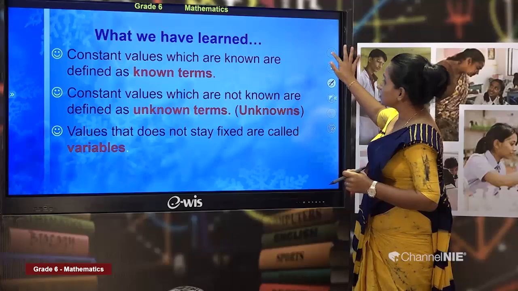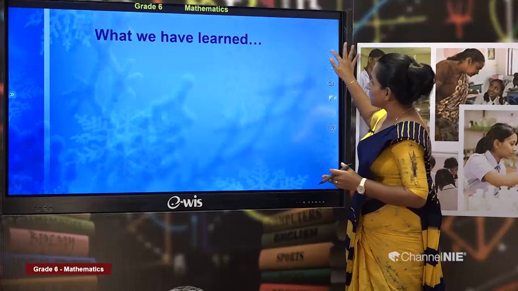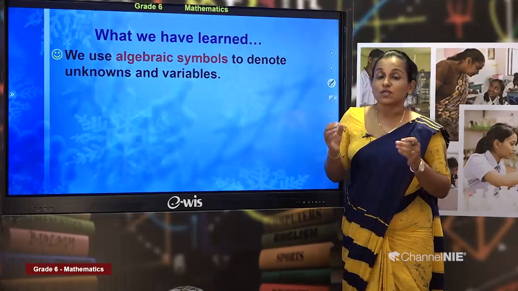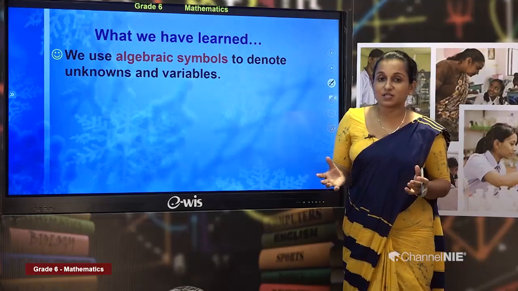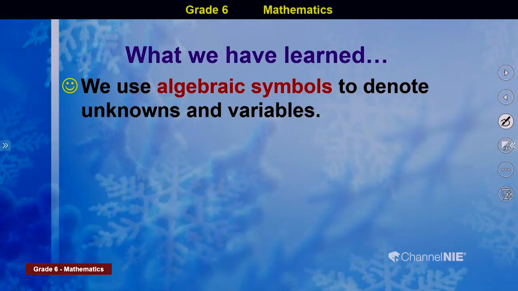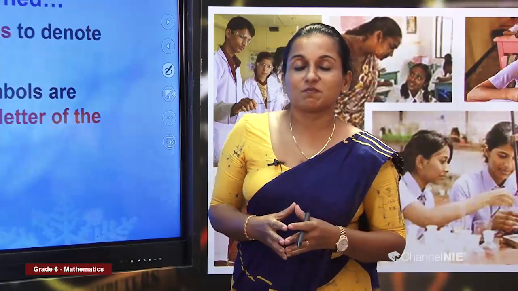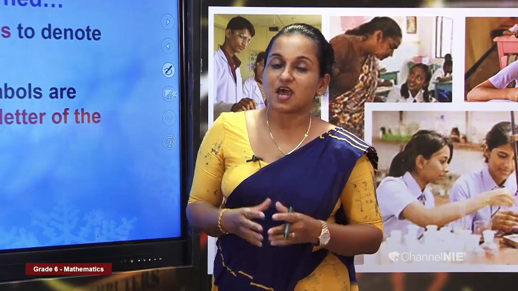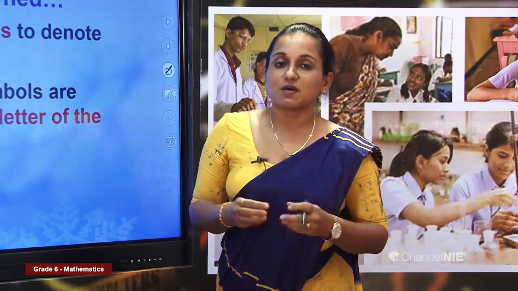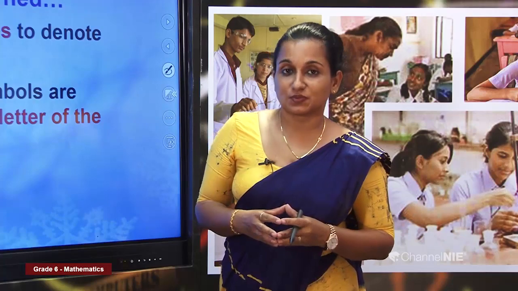Then we introduced algebraic symbols, that we use algebraic symbols to represent unknowns and variables. Then we discussed more about algebraic symbols, that we can use any simple letter of the English alphabet as an algebraic symbol. Okay, now before we talk about algebraic expressions, I would like to do some numerical expressions with you.